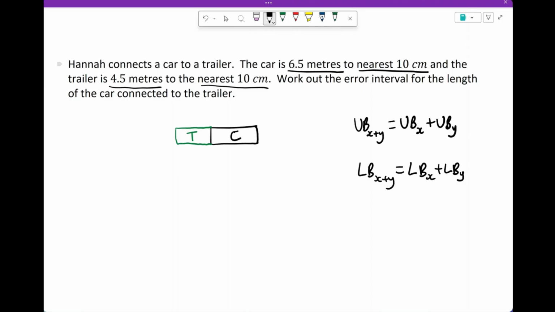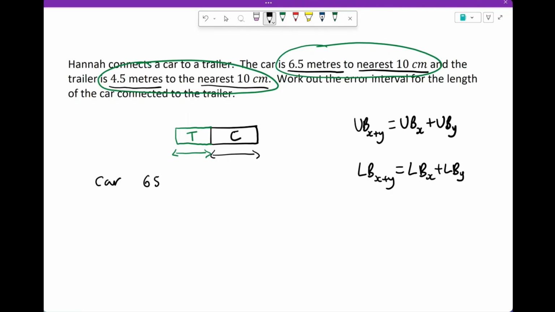So to calculate the length of the car connected to the trailer, I need to do the length of the car added to the length of the trailer. So therefore, given that we've identified this as a bounds question, it's going to be a bounds addition question because we're going to be adding two quantities together. So what I need to start by doing is writing out the error intervals for the numbers given in the question, so the length of the car and then the length of the trailer. So let's start with the car. And what I know about this information is that there's different units, so I'm just going to convert our units. So for our car, I'm going to convert the 6.5 meters into centimeters. So it's going to be 650 centimeters.